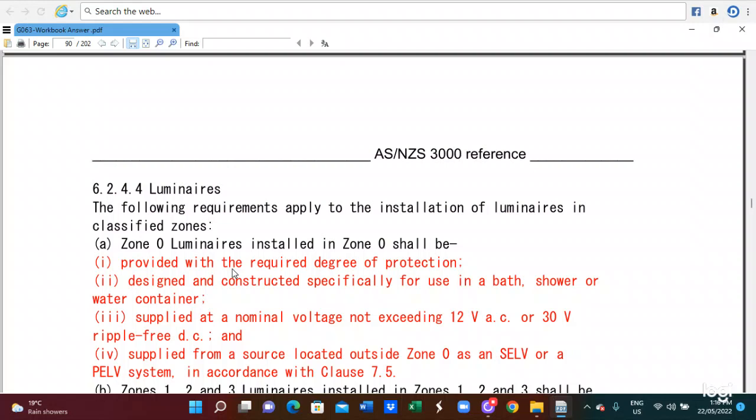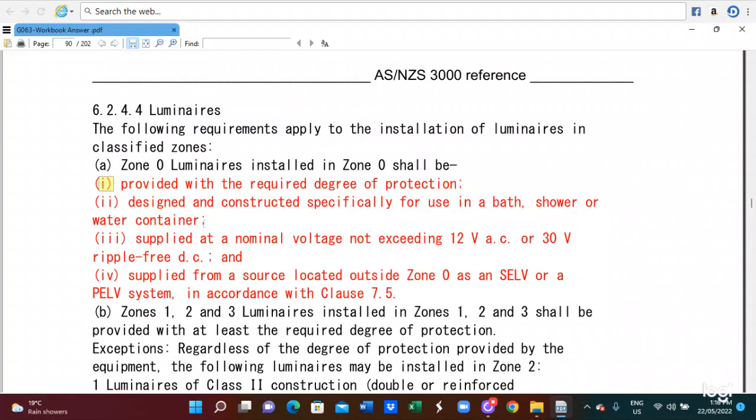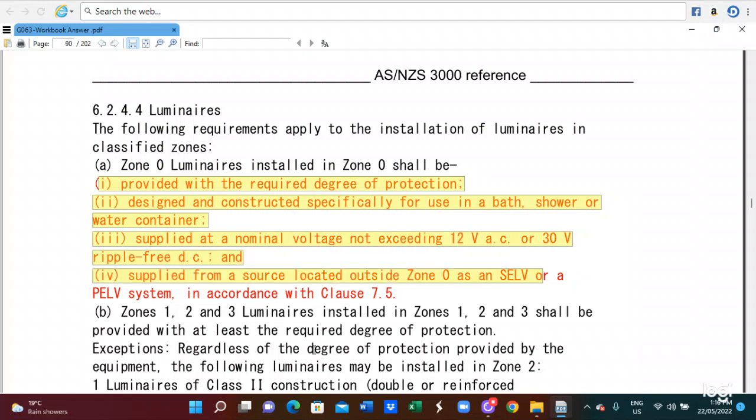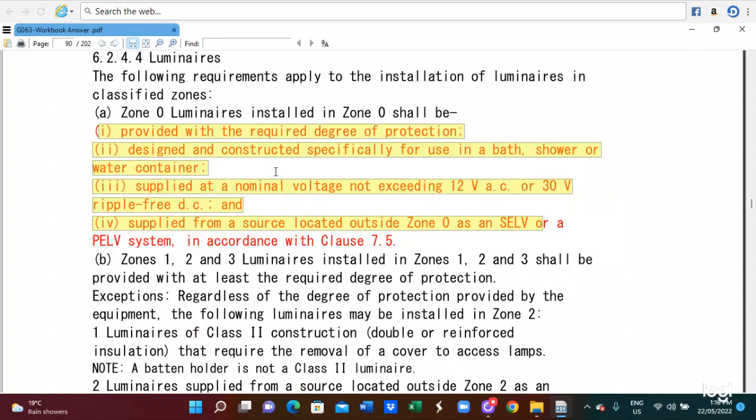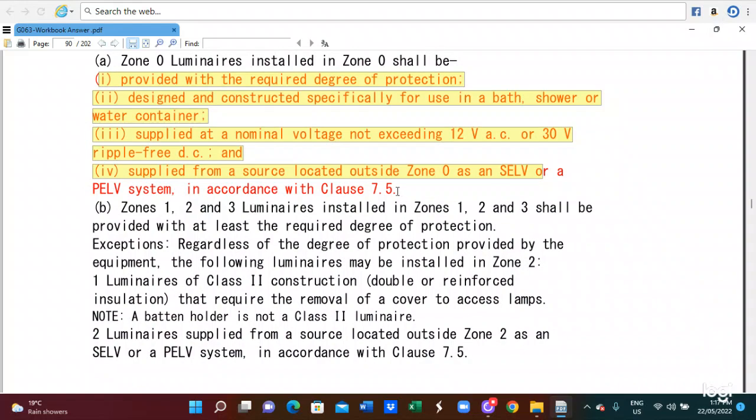The luminous requirement for luminous zone 0 is about all the red color we write in. You read this AS/NZS 6.2.4.4. In this case, you can read about this luminous zone 0 system. BLB clause 7.5. We all follow the standard.